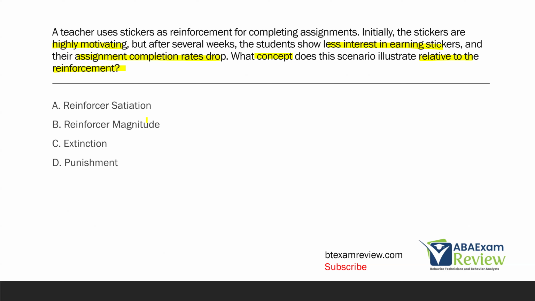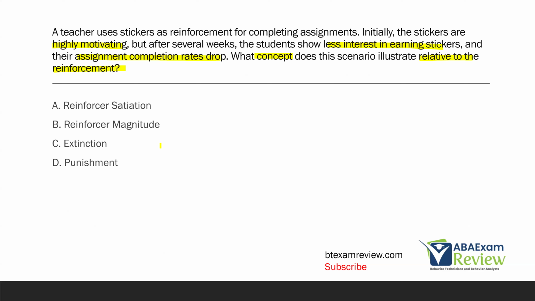If we look at B, because we read all of our answer choices every time, reinforcer magnitude, the magnitude of the reinforcer is typically the amount or the intensity of the reinforcer. That's not necessarily the issue. The students don't want to earn stickers at all. It doesn't matter how few or how many.